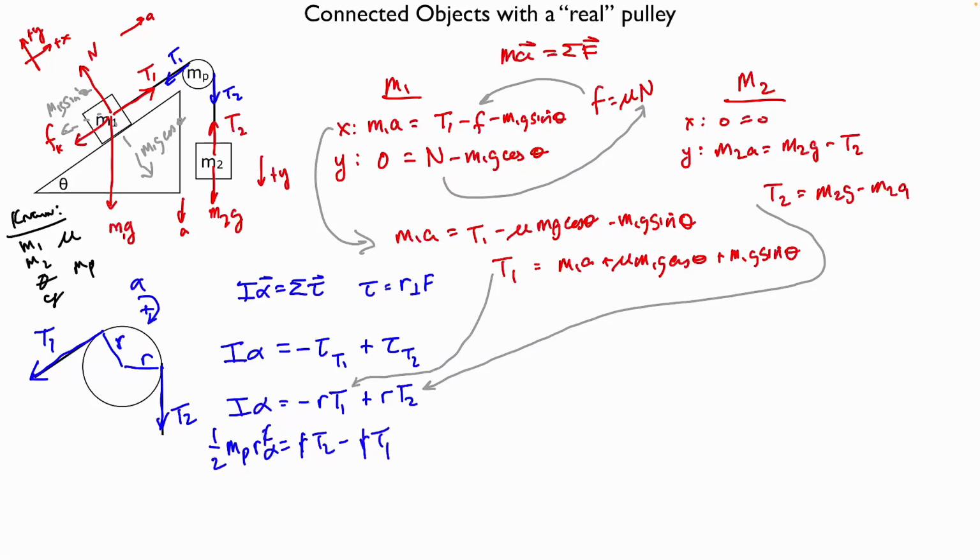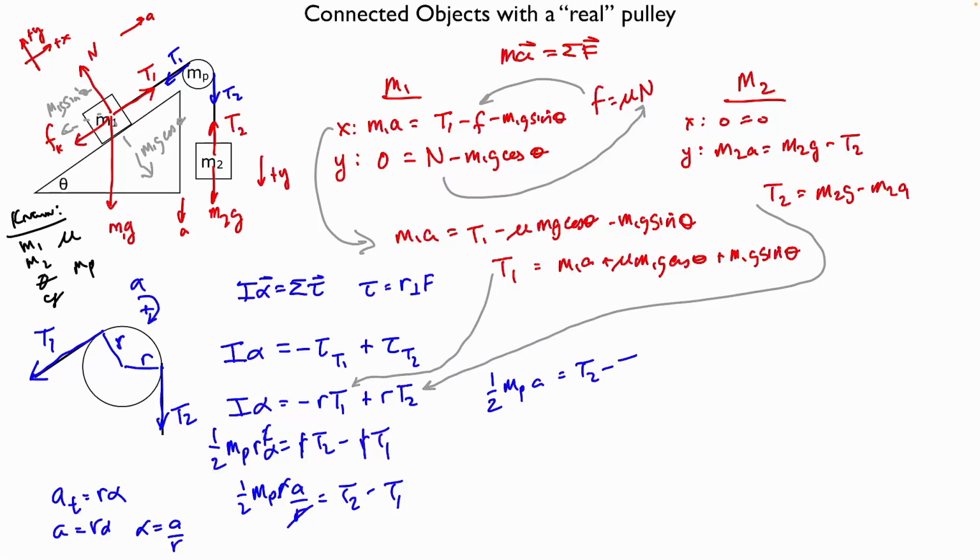Alpha is the tangential acceleration over r. Tangential acceleration is equal to r alpha. What I have is a tangential acceleration, so a is equal to r alpha. That means alpha is equal to a over r. And there goes my last r. R times a over r, so the r's cancel, equals T2 minus T1. So what have I got here? I've got 1/2 the mass of the pulley times the acceleration equals T2 minus T1.